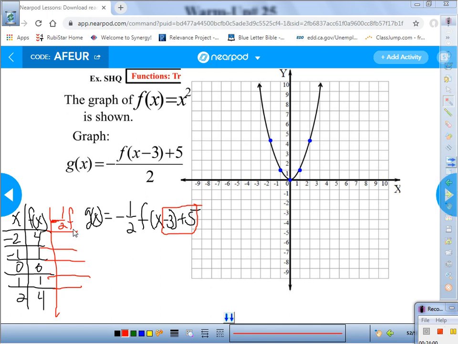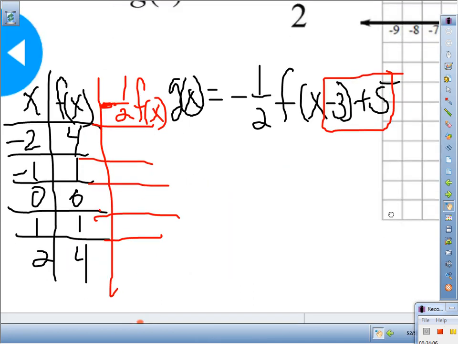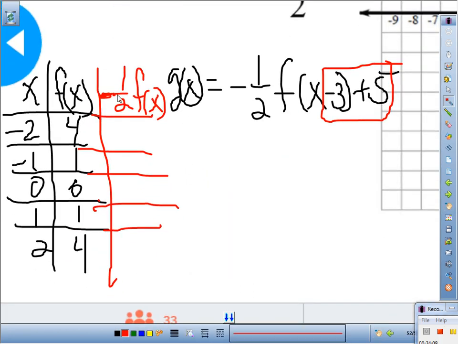That is correct. Let me zoom in. So, what does this mean? -1/2 times f(x). What is f(x)? All these numbers. So what is -1/2 times 4? -2. What is -1/2 times 1? -1/2. What is -1/2 times 0? 0. -1/2 times 1? -1/2. And -1/2 times 4 is -2.